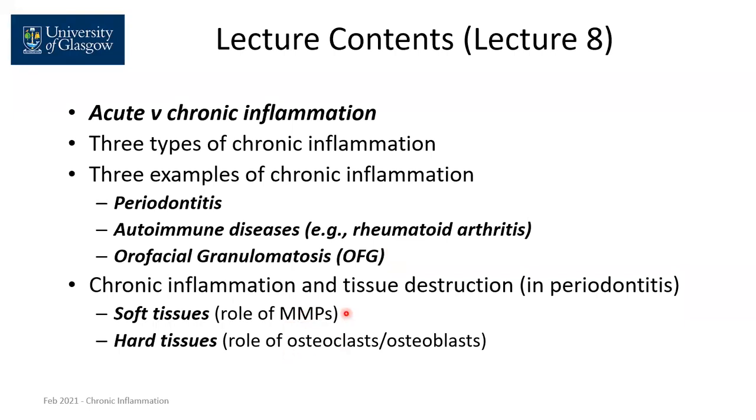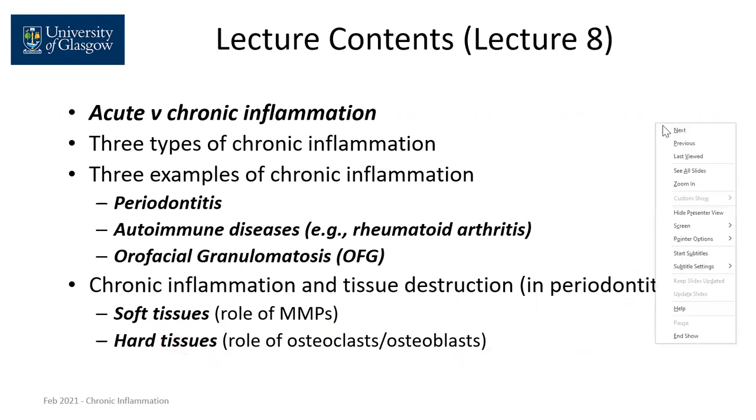And then in the second part of the lecture, what we'll talk about is chronic inflammation and tissue destruction, which is a characteristic of chronic inflammation. And specifically, we'll use periodontitis as an example. So this tissue destruction can occur either within the soft tissues or the hard tissues of the oral cavity. So we'll cover that in the second part of the session.